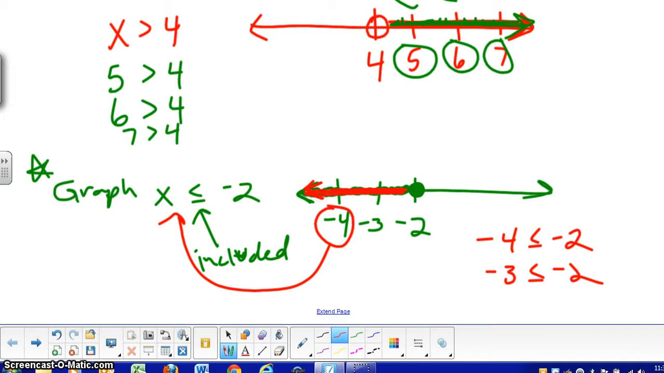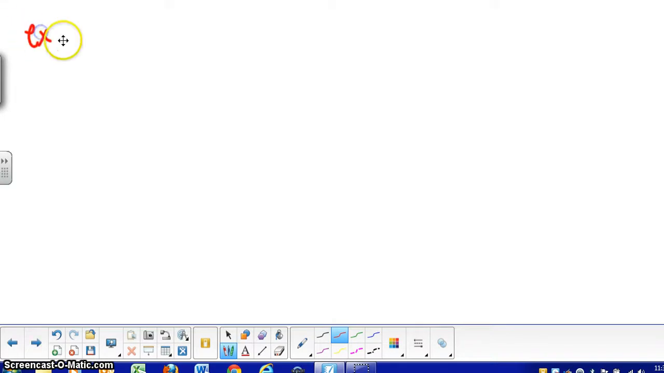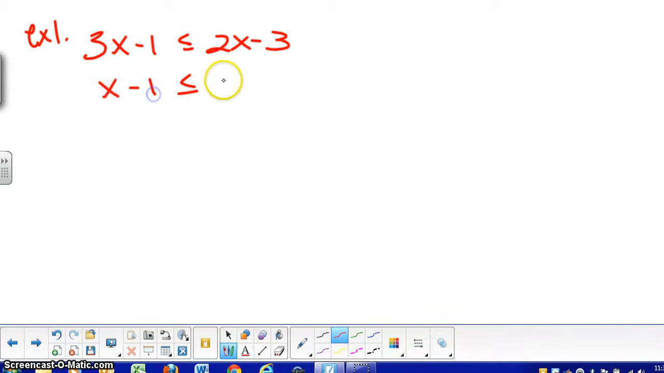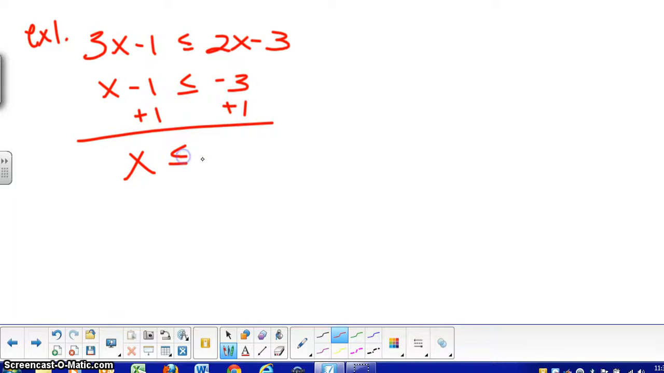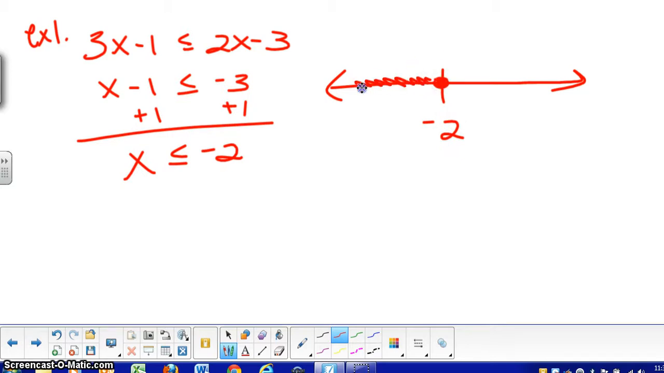Okay, so let's jump to more difficult problems. For example, 3x minus 1 is less than or equal to 2x minus 3. So we're going to solve and graph. And when you have variables on both sides, we should get those on one side. 2x subtracted from both sides will leave us an x. And then adding 1 to both sides is going to give you x is less than or equal to negative 2. Okay, so then the graph itself is going to be negative 2, closed dot, and then everything shaded to the left.